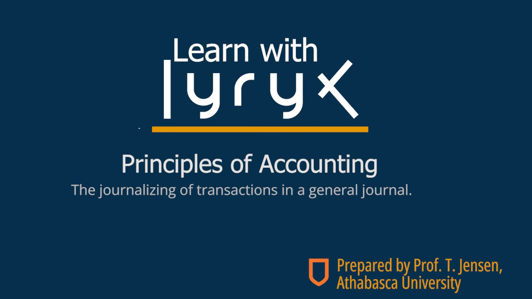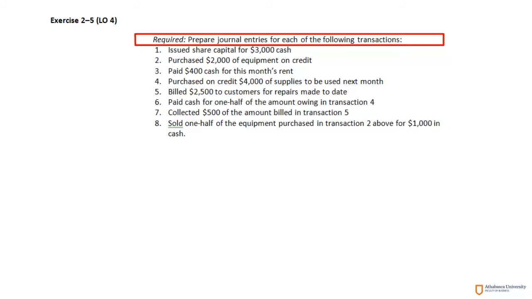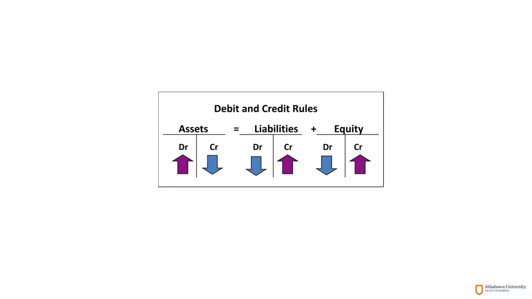Welcome to the Exercise 2-5 tutorial. In this exercise, we are to prepare journal entries for a number of transactions. Before we begin, we should review the debit and credit rules. We'll use a T account format for ease of presentation.